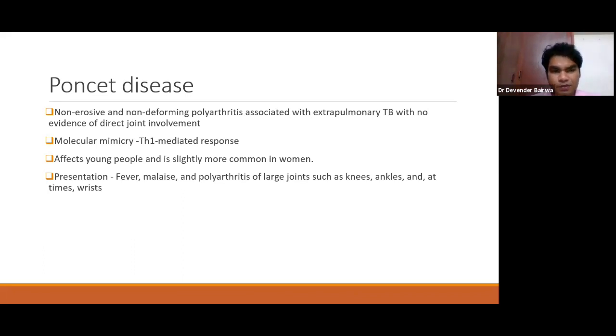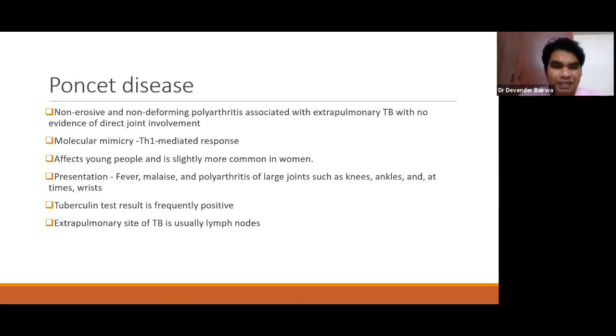Generally, these patients of Poncet's disease present with fever and malaise. There can be polyarthritis, mostly of large joints such as knee, ankles, and wrist. Although the book talks about large joints, in our clinical practice we have seen that many patients also present with involvement of small hand joints, and sometimes they tend to mimic rheumatoid arthritis presentation. Because these patients have a true EPTB, extrapulmonary TB somewhere, if you do a tuberculin test, mostly it will be positive, suggestive of a reactive response to TB antigens.